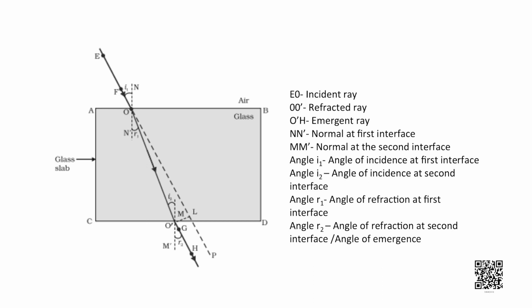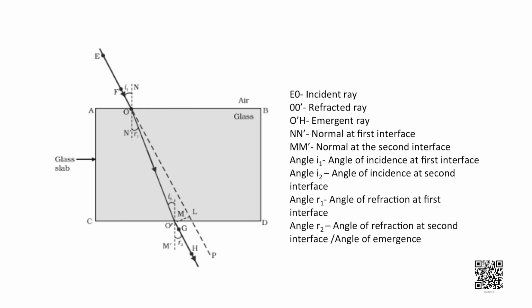Since the ray of light is travelling from a rarer medium, that is air, to a denser medium, that is glass, it bends towards the normal. In this case, angle I1 represents the angle of incidence and angle R1 represents the angle of refraction. As the ray of light bends and passes through the other medium, it again undergoes refraction at the glass-air interface CD. This time, the ray is travelling from a denser medium to a rarer one, that is, from glass to air. So, it bends away from the normal MM dash.